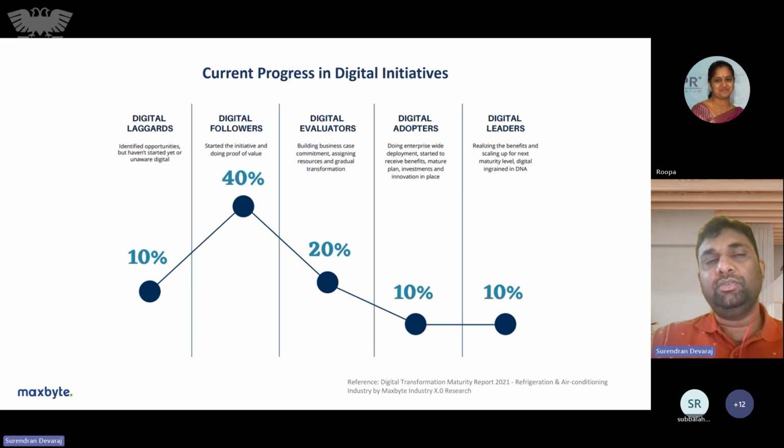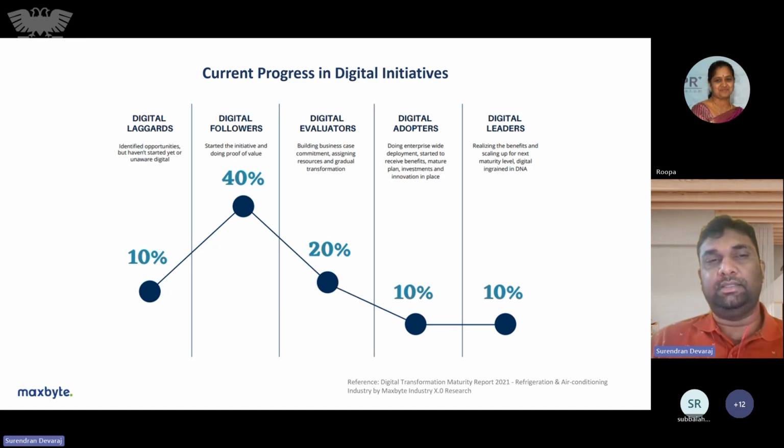We can categorize into multiple areas how these digital initiatives have spread, and how we can name the industry: digital laggards or followers, evaluators, adopters, or leaders in the market. Almost 60% of the industries still fall under the followers or evaluators. Only 10% have adopted, and again 10% are in the leaders category.